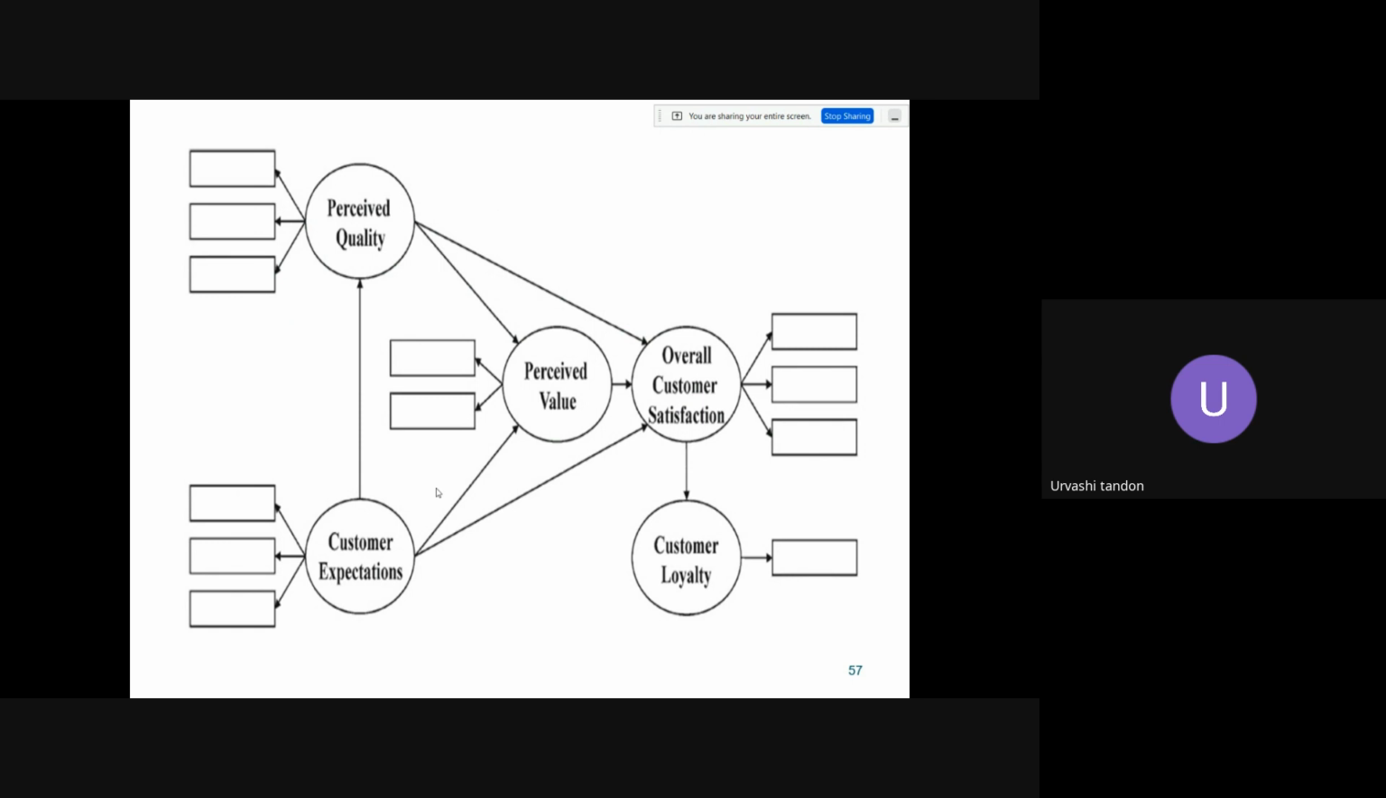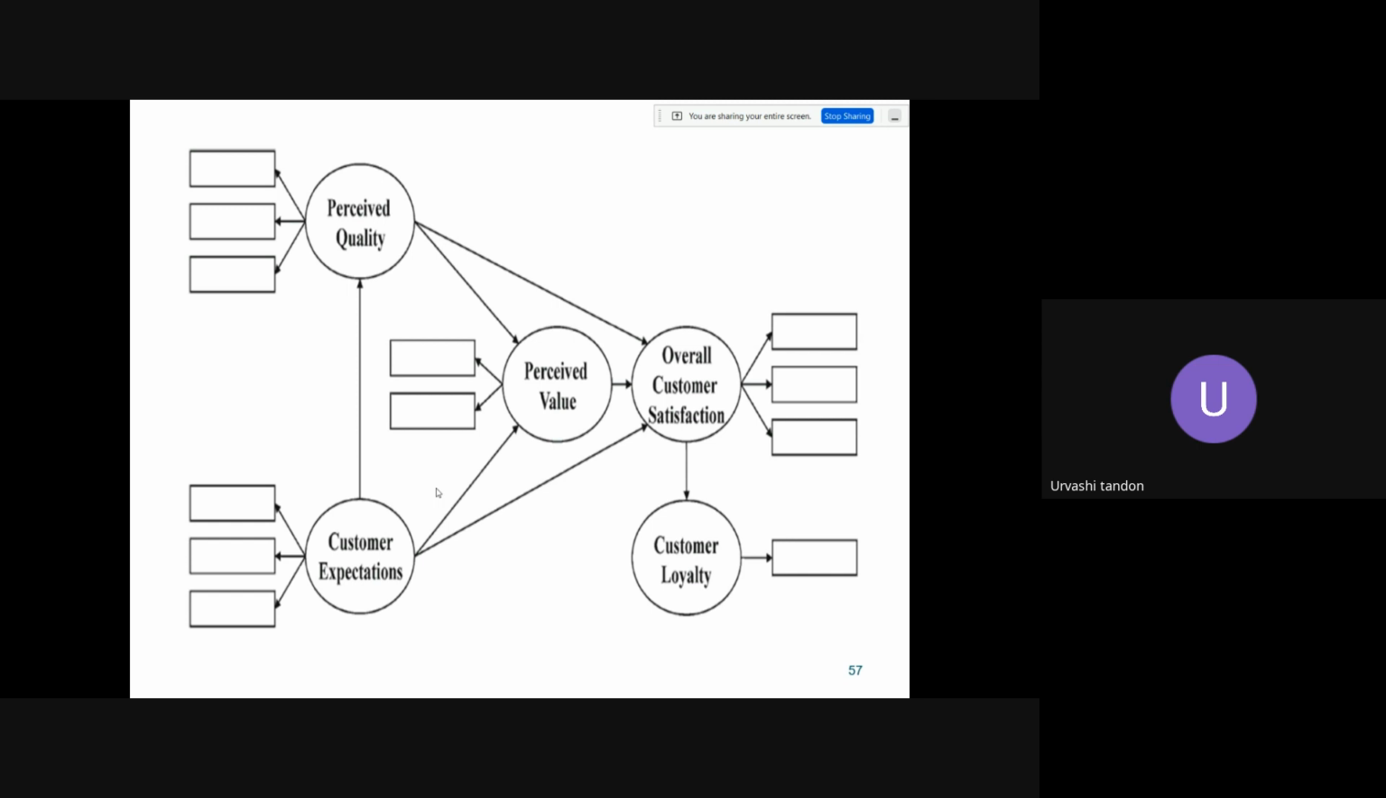So let's say now this is the circle. These are the latent variables: perceived quality, customer expectation, customer value, overall customer satisfaction, and customer loyalty. And what are the indicators? How many are the indicators? Perceived quality is shown by three indicators: 3, 3, 6, 6. Perceived value has got two indicators: 6 to 8, 9, 10, 11, and 12. 12 into 10, that is 120. So the ideal sample size should be more than 120.